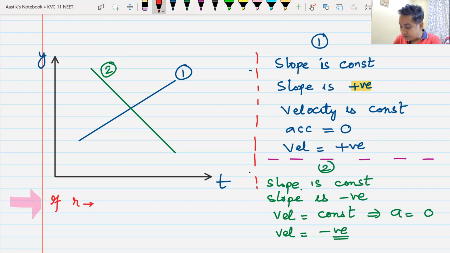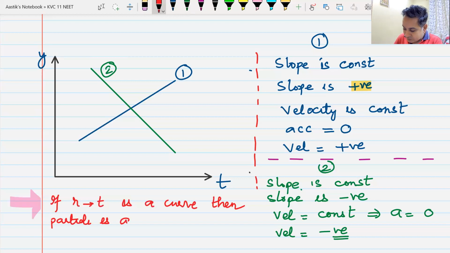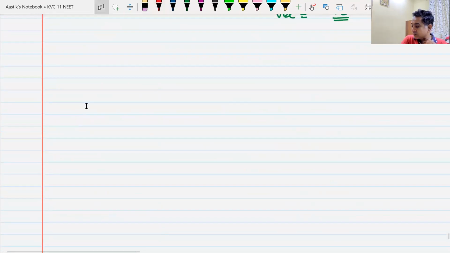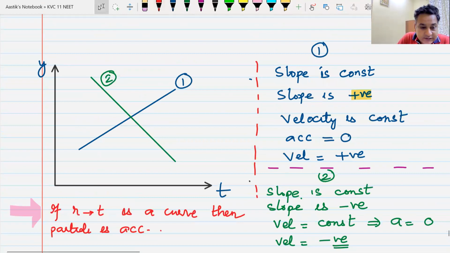If the position time graph is a curve, then the particle is accelerating. Do we understand it? These are the things about this graph. I'll give you 1 minute to note this down. If you note it down, let me know.